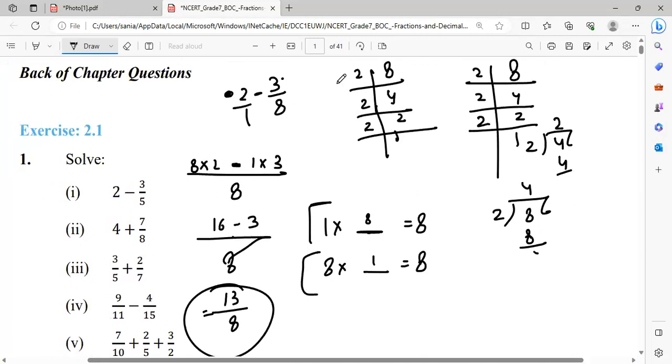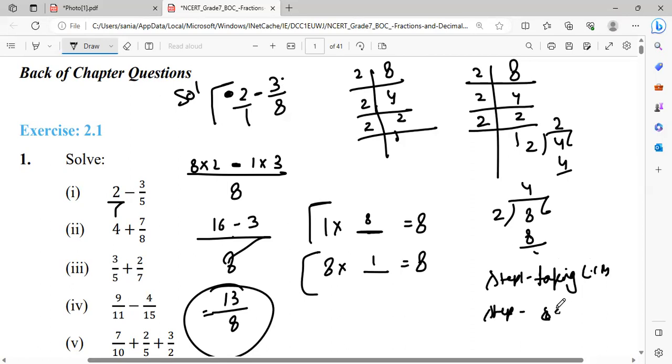Sure. Okay. So first, just copy this question, write solve, and write this question. See, here also it is 2 upon 1. You can automatically write 1 here. So first, write down this question. Write step 1, taking LCM. And then step 2, solving the question. Quickly write it down. Then this question and this question you will do for me.